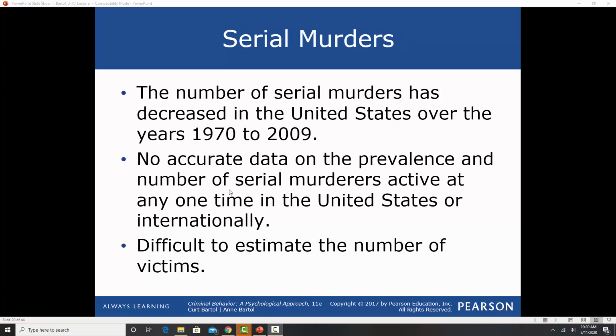All right, with serial killers, the U.S. Department of Justice estimates that there are anywhere between 30 to 40 active serial murderers at any given time in the United States. The number of serial murders has decreased over the years from kind of a peak in the 1970s and 1980s, but it has gone down. No accurate data on the prevalence and number of serial murders active, but it's estimated again that 30 to 40. Research is difficult because we really don't know how many are active and how many victims they have and how many cases are related to each other.